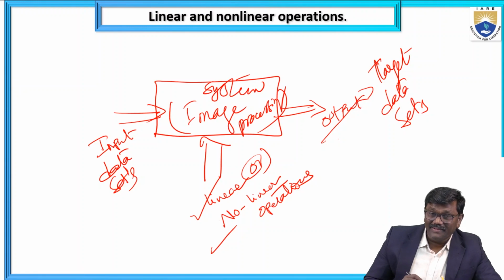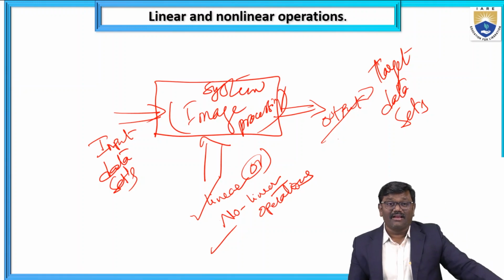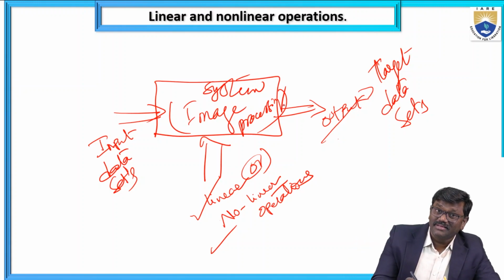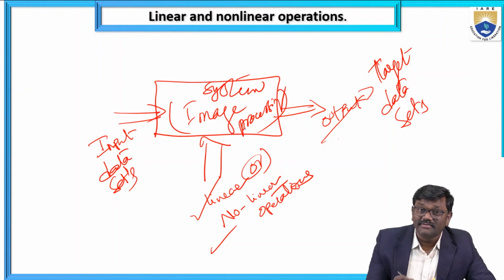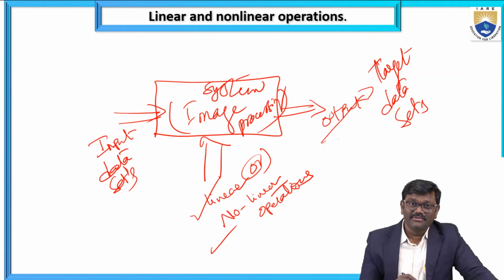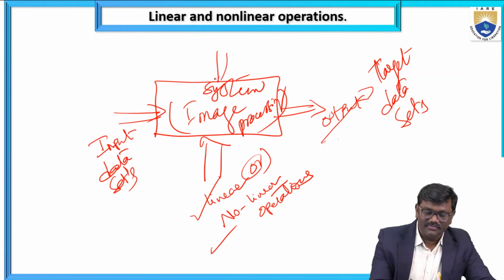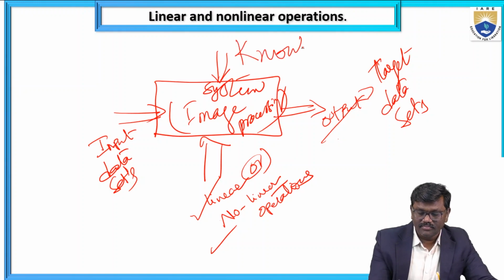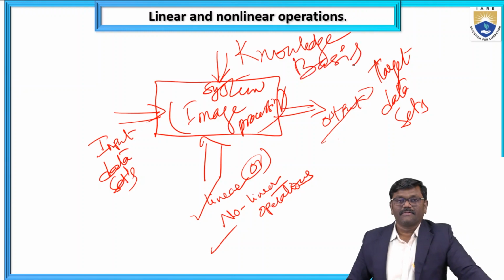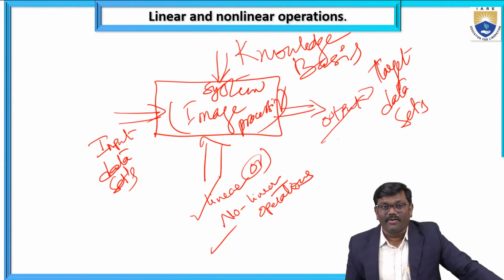But you have to select either linear or non-linear. You have to understand that digital image processing depends upon your knowledge. What is that knowledge? System knowledge. We call it the knowledge basis. I hope you got my point.